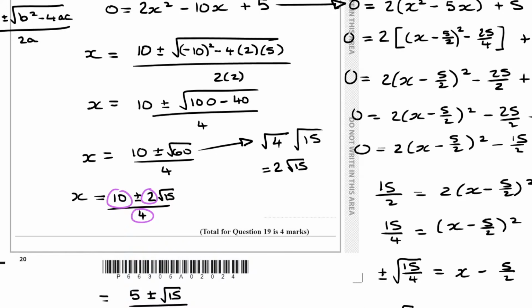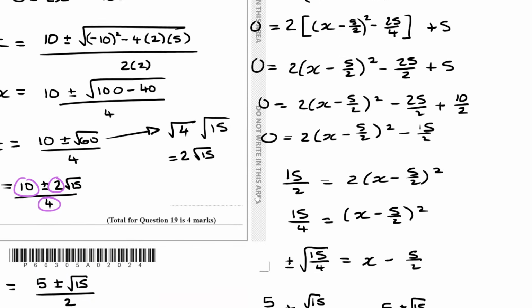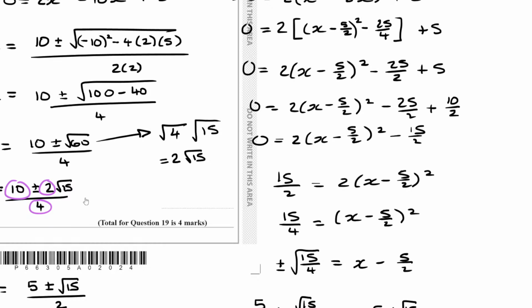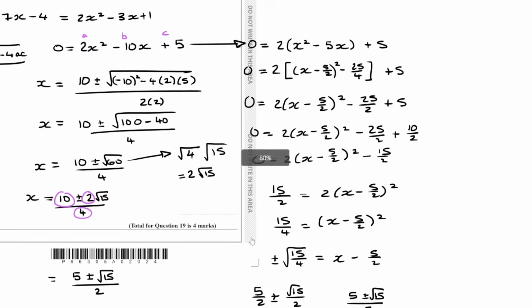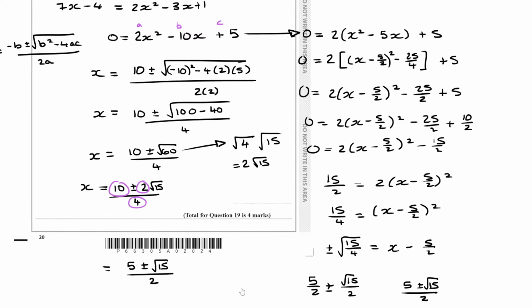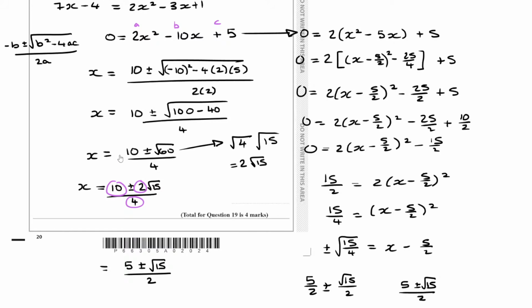Let me move it over. These are just 2 options of working out, so it's whichever you prefer. Your options are, you either use the quadratic formula here, or you complete the square. But as you can see, I feel like completing the square was just more working.